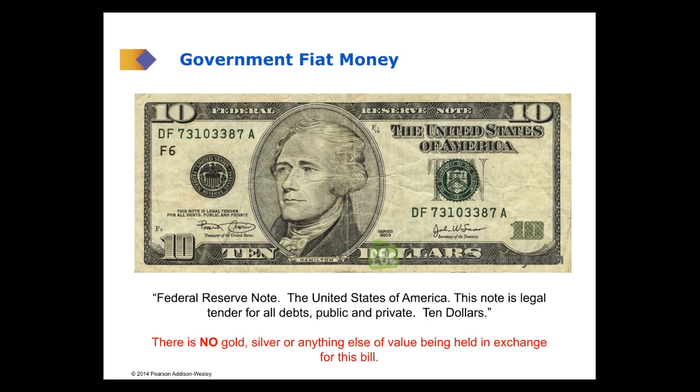So this is what it means to be fiat money. It means there's nothing behind it. There's no commodity for which you can exchange the paper. It's no longer representative money for some commodity that's being held against it. And as a matter of fact, there's nothing of value being held against it. And so the question is, why does this work? Why do people take this?